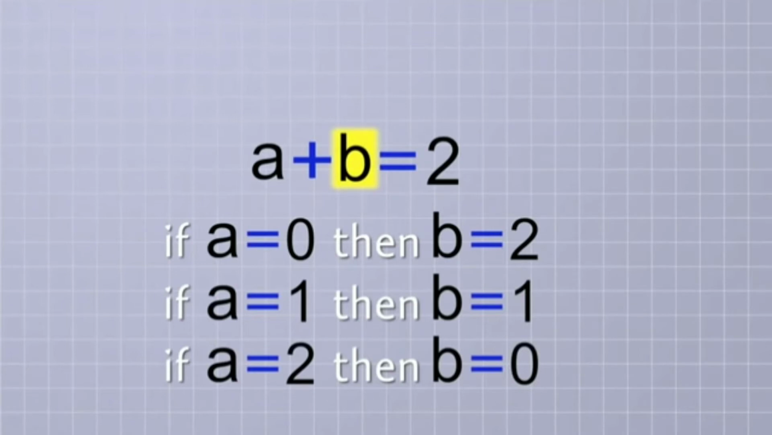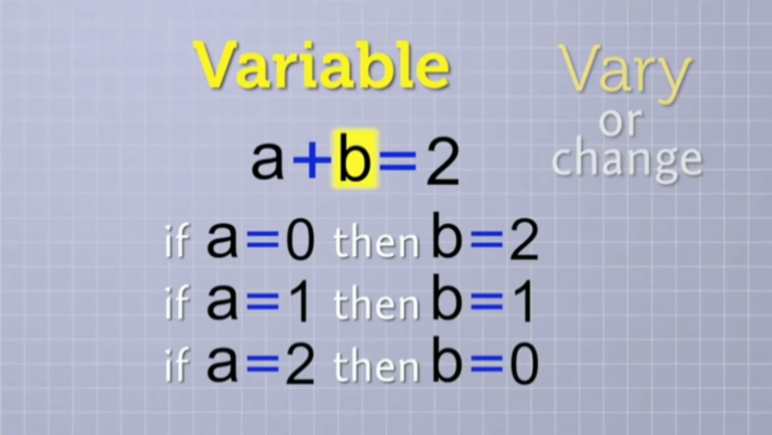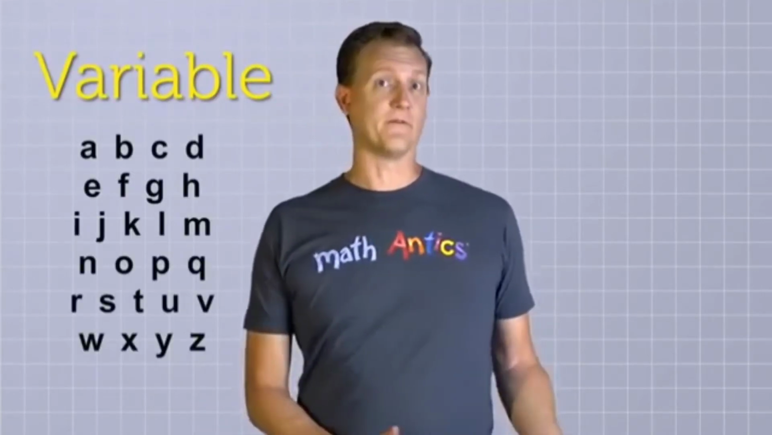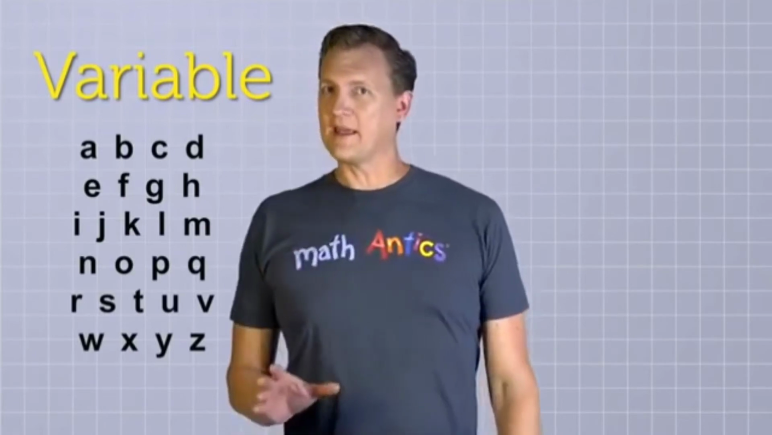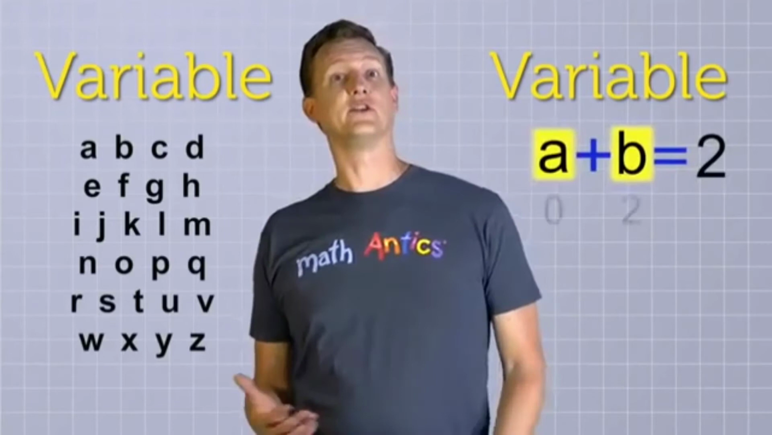B can't have two different values at the same time, but its value can change over time if the value of a changes. In algebra, b is what's called a variable because its value can vary or change. In fact, in this equation, both a and b are variables because their values will change depending on the value of each other. Actually, it's really common in algebra to refer to any letter as a variable, since letters can stand for different values in different problems. But at Mathematics, we'll usually just use the word variable when we're talking about values that can change or vary in the same problem.